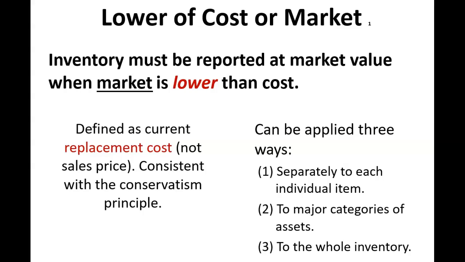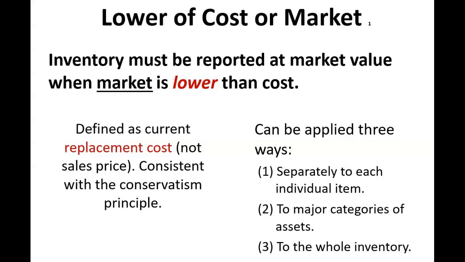Lower of cost or market requires that inventory be reported at the market value when market value is lower than cost. Market is defined as the replacement cost if you are using LIFO. Otherwise, market is defined as the net realizable value if you're using FIFO, LIFO, or weighted average. Advanced courses in accounting will cover the specifics of how you calculate net realizable value and replacement cost.